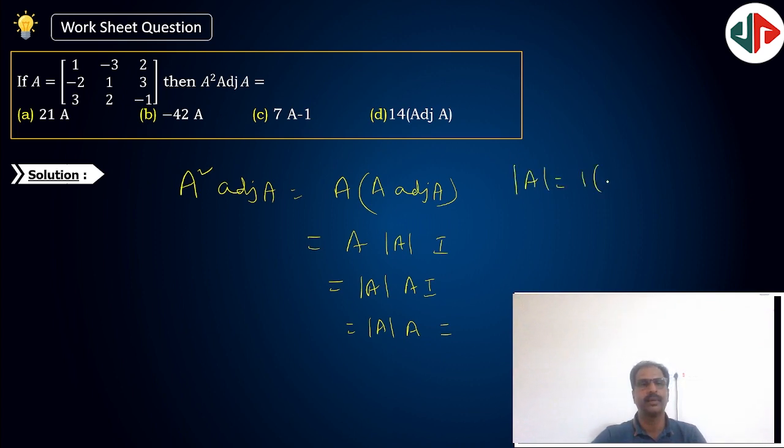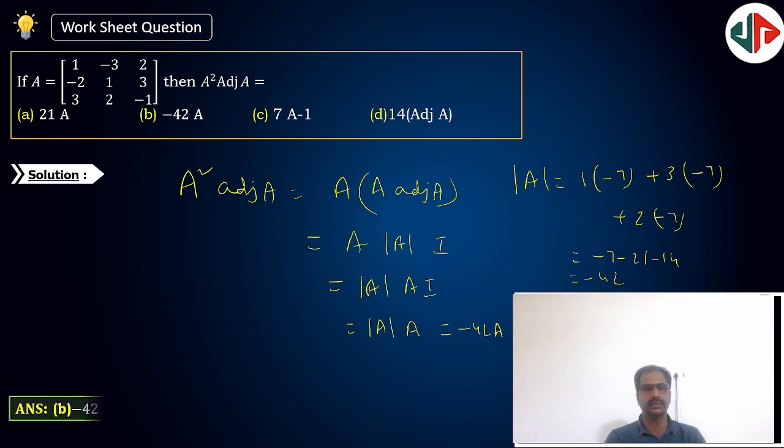1 into minus 1 minus 6 minus 7 plus 3 into 2 minus 9 minus 7 plus 2 into minus 7. So minus 7 minus 21 minus 14 minus 42. So answer is minus 42 times determinant A. Option D is the correct. Remember A into adjoint is determinant A into I. And determinant A into I is nothing but determinant A.